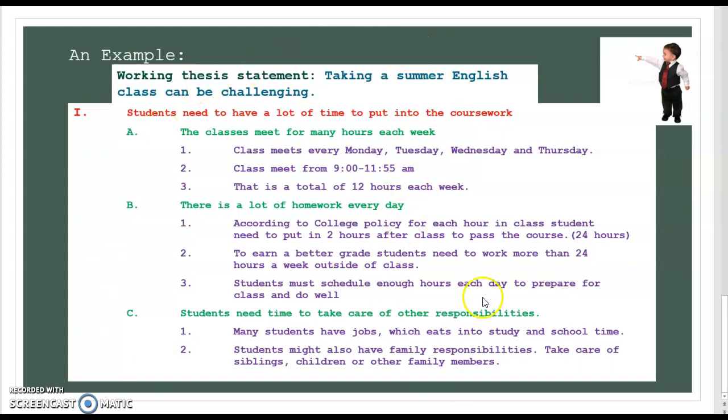So if you do something like this for every one of your body paragraphs, when it comes to drafting and writing, you just make it flow. Add some transitions, put the sentences together, and you'll end up with a beautifully developed paragraph.